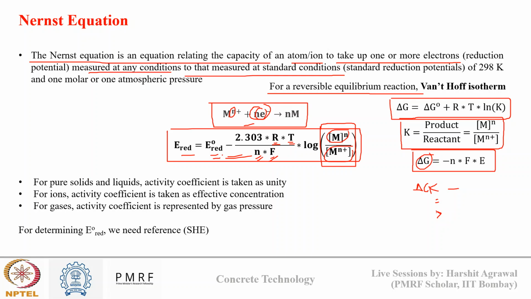Now, for the reaction coefficients that we are seeing here, if these are pure solids, then the activity coefficient is taken as unity. For ions, the activity coefficient is equivalent to concentration, and for gas, the activity coefficient is equivalent to the gas pressure. And E naught for reduction we can get from a standard reference electrode.